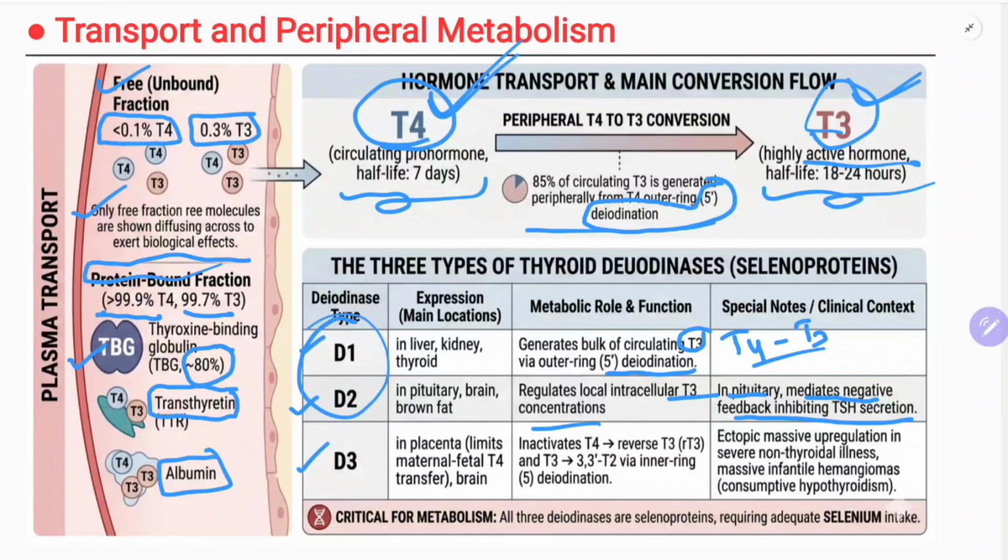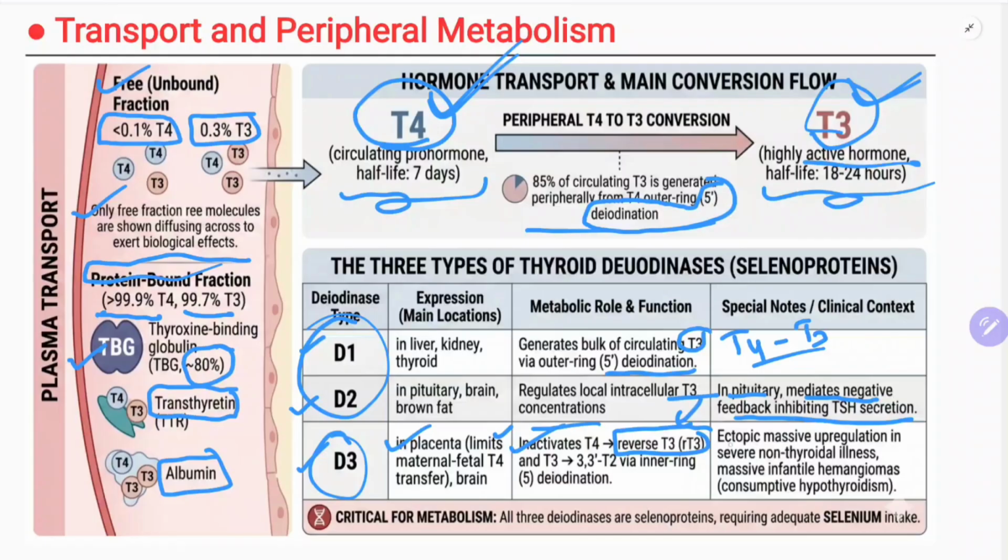So mainly D1 and D2 convert T4 to T3, and D2 has a role in negative feedback inhibition. D3 is related to pregnancy. It is present in the placenta, and it limits maternal-fetal T4 transfer. D3 inactivates T4 to reverse T3. It converts T4 to reverse T3, and reverse T3 is not an active form.